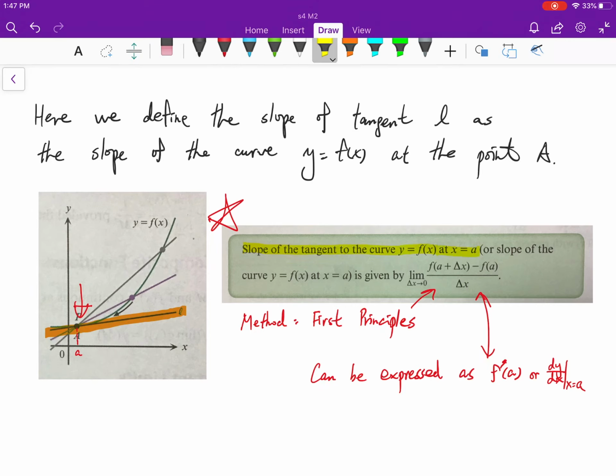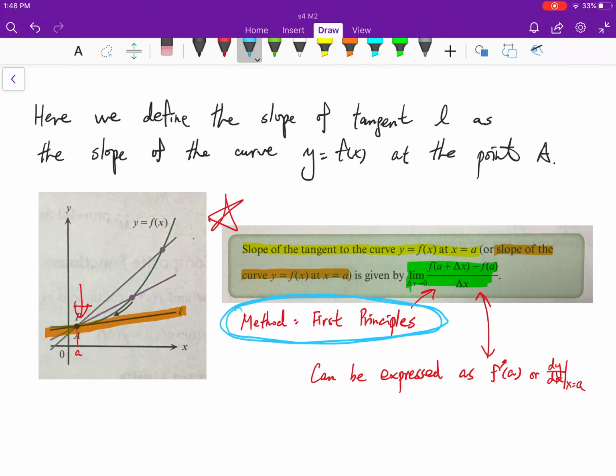So we come up with a very important theorem. The slope of the tangent to the curve at x equal to a is equal to the slope of the curve at x equal to a. It means the slope of the tangent is equal to the slope of the curve at the point, which is equal to this limit we just mentioned before.